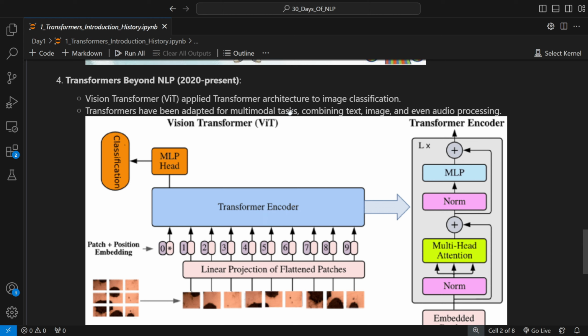Okay, so that was the most recent revolution, and how that happened is they just replaced this encoder with a vision encoder, which will have convolutions and so on, which is related to computer vision and image processing. But this is the history of transformers.